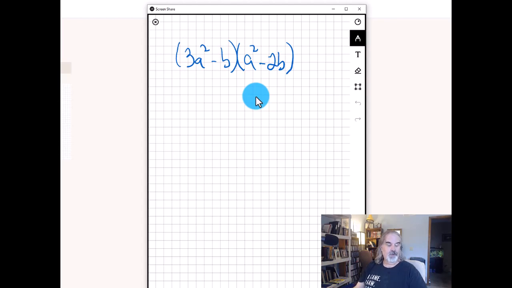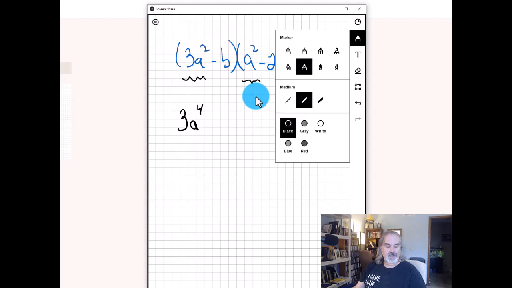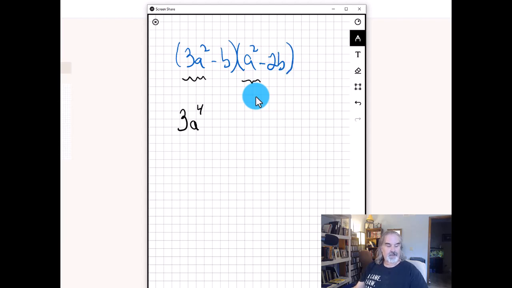If you don't want to walk through that, just keep track of the details of the distribution. This 3a squared needs to multiply that a squared. That will give us altogether 3 times a to the 4th, right? And then this 3a squared needs to multiply that negative 2b. Now, there's a negative from the negative 2b. 3 times 2 is 6. And there's an a squared and a b.